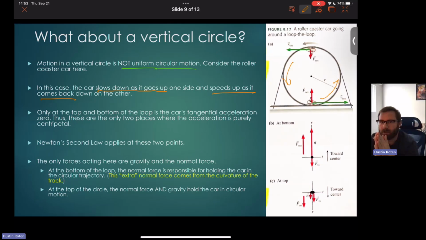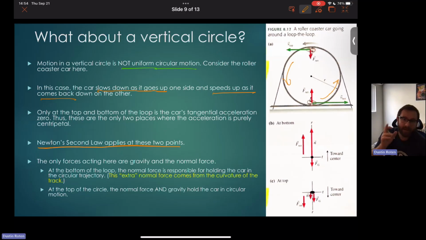Interestingly, only at the top and the bottom of the loop is the car's tangential acceleration 0. So up here we only have a centripetal acceleration, and at the bottom we only have pure centripetal acceleration. Obviously we have some tangential acceleration around the rest of the circle, but these are the only 2 points where it's just pure centripetal acceleration. So that means we can apply Newton's second law at these 2 points, and only these 2 points.